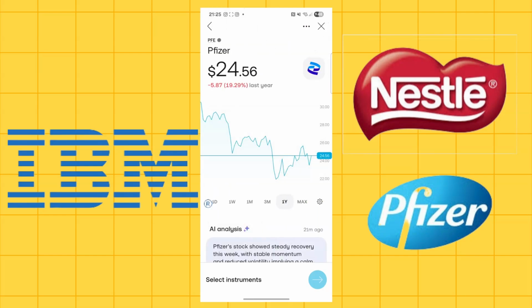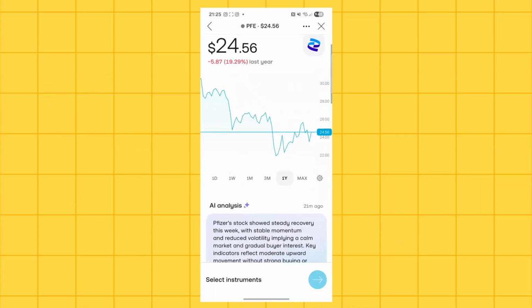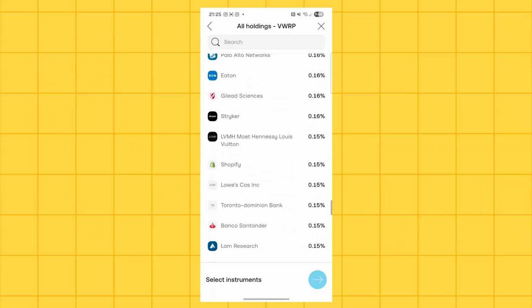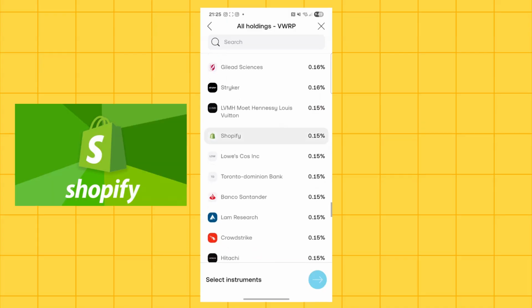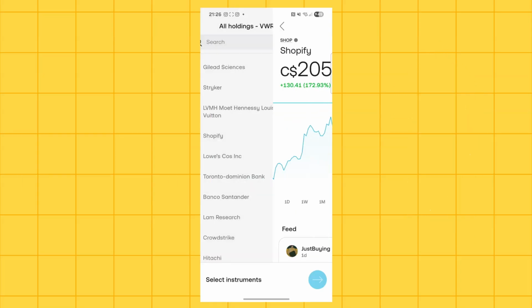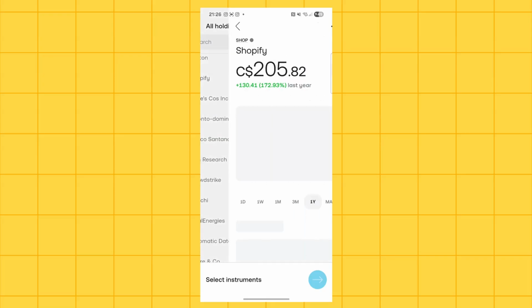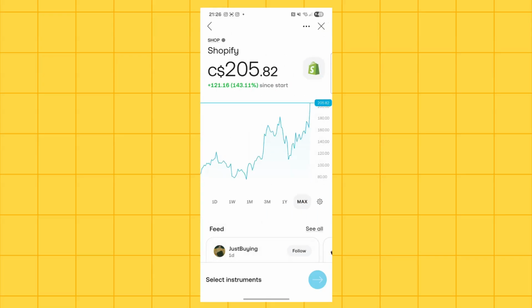And what it shows you is that in the last year, Pfizer went down 19.29%. So despite the ETF being up, this stock is down. Another one is Shopify, and in the last year it is 172% up. You might ask, why not just buy Shopify? Well, the reason for that is because I didn't know last year that Shopify was going to be up that much, because in the whole time it's been listed, it's only been up 143%, but last year was massive at 172%.